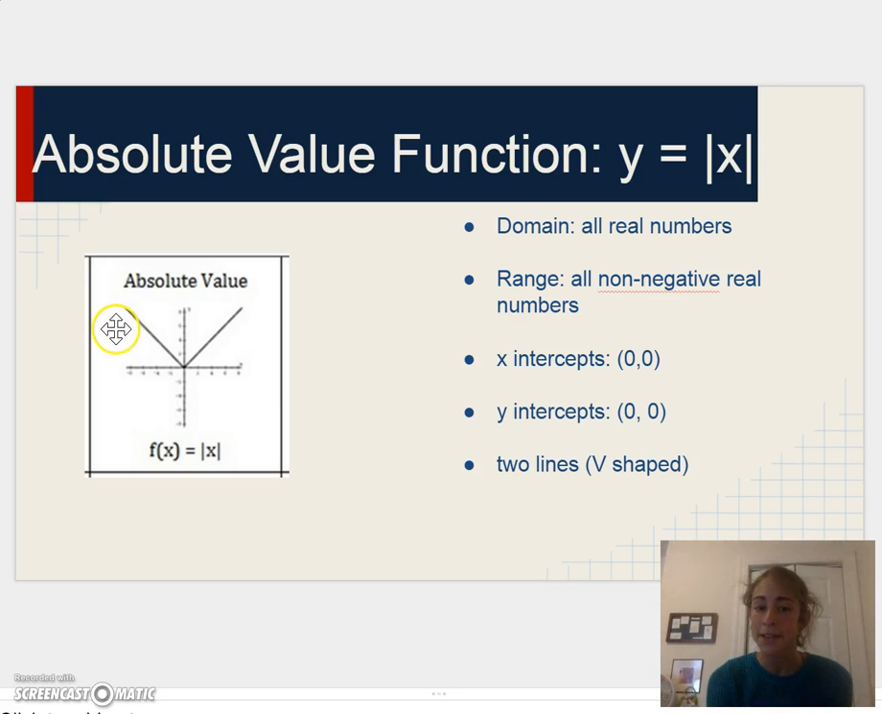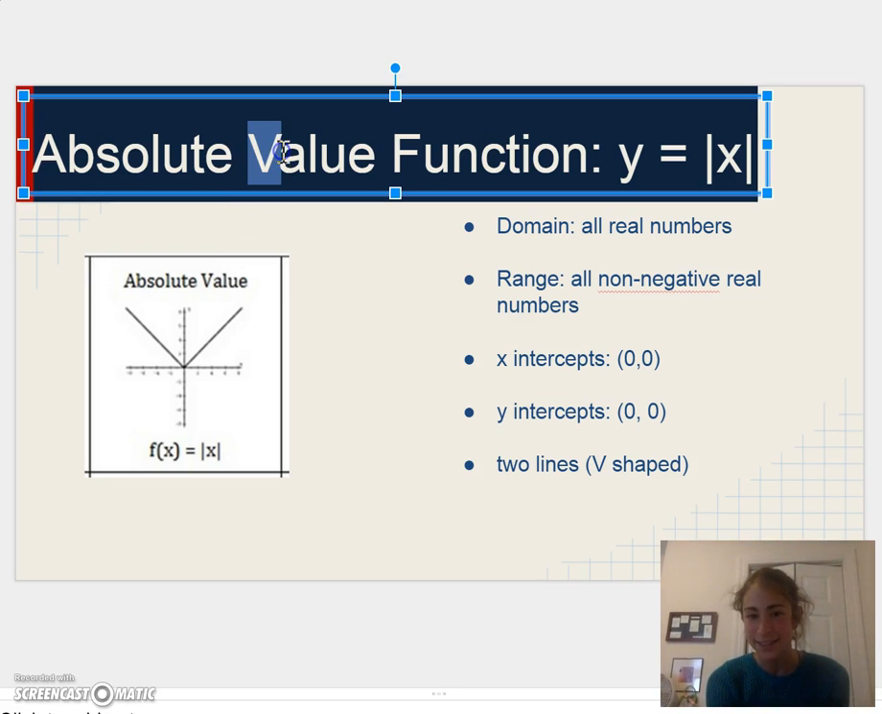An important property of this graph is that it's just two lines combined. They make a V. One way that I remember this is absolute value has a V in it, and so the graph is a V. Use that to remember it if you like.